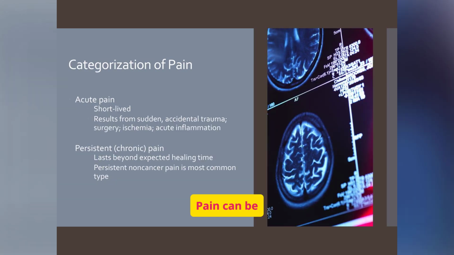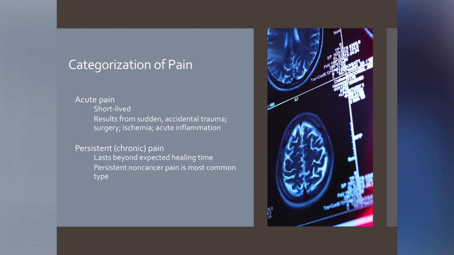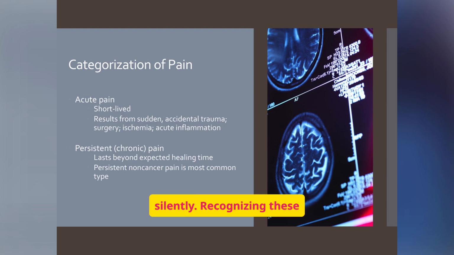Pain can be categorized as acute or persistent, chronic. Acute pain is short-lived, often from trauma or surgery. Persistent pain lasts beyond the expected healing time, with persistent non-cancer pain being the most common type. Persistent pain isn't always visible, and patients may suffer silently. Recognizing these types helps guide appropriate treatment and prevents unnecessary suffering.